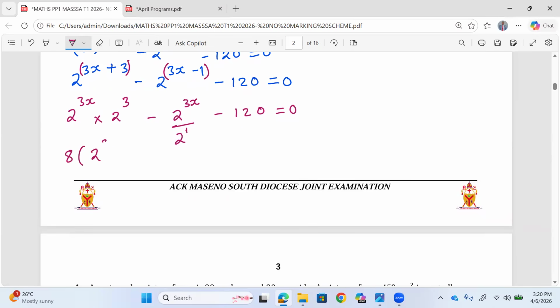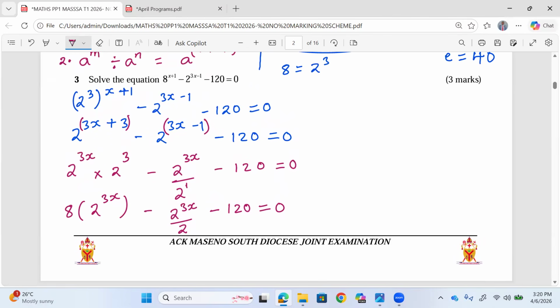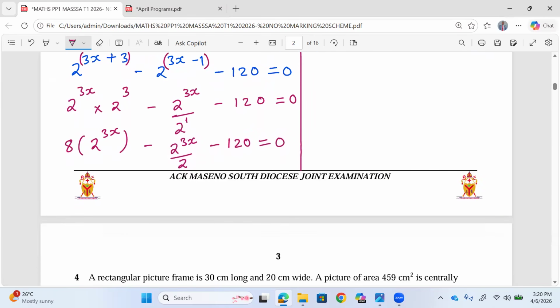Then 2 power 3x minus, we have 2 power 3x over 2 minus 120. This is equal to 0. So one thing that you can observe is that 2 power 3x is appearing 2 times.